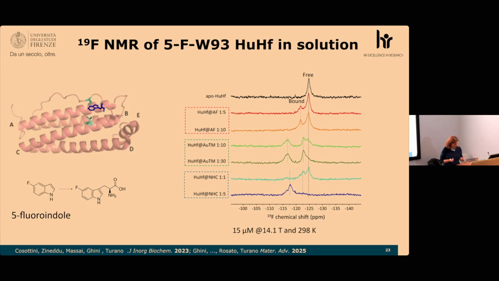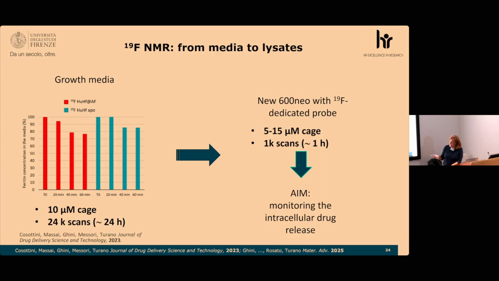So I have different signals that represent the metallation status of my protein. The idea now is that we can monitor in the growth media the uptake of the free ferritin and compare it with the metallated ferritin, and see whether the presence of the metal ion interferes with the interaction with transferrin receptor 1, which is needed for internalization. With the new instruments that we have now, with a dedicated fluorine-19 probe, we could go down to 5 micromolar concentration of ferritin in the samples and observe spectra of good quality in 1 hour.